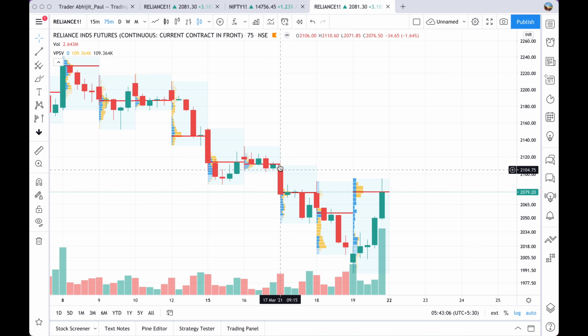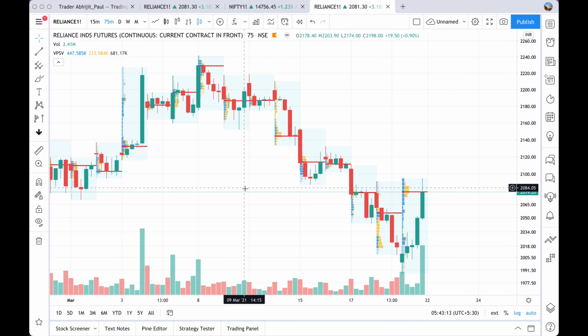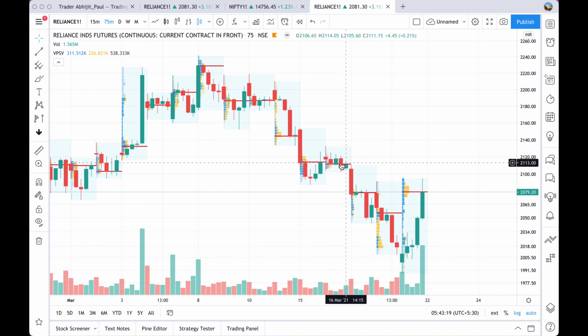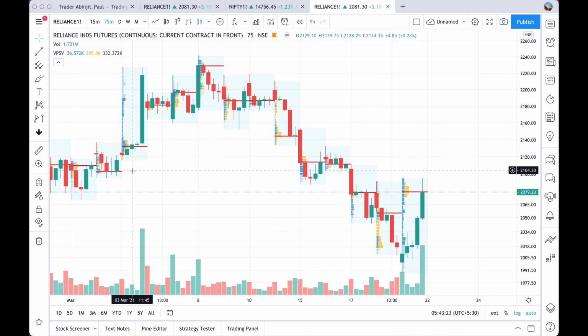See, it did not even go anywhere. Some volumes happened here. And likewise, when you plot the volume profile of each and every session, you tend to get the point of control, these horizontal red lines, for each and every day.